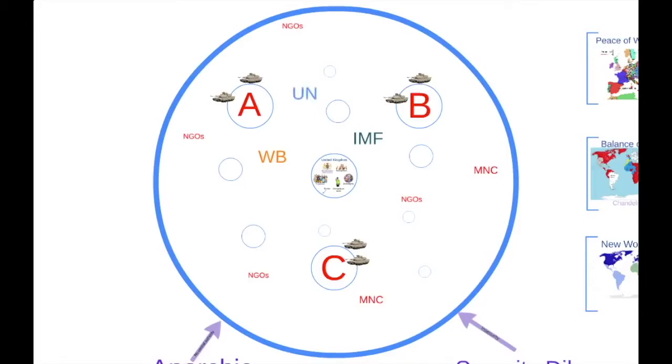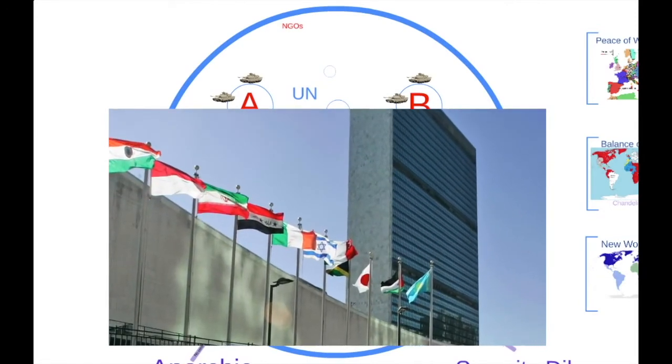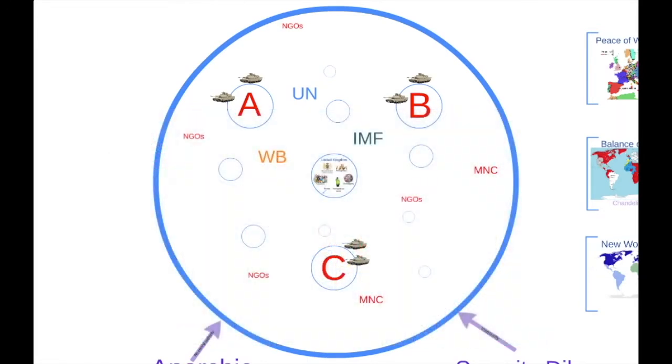The most significant organization that was created is the United Nations, which is an intergovernmental organization which is there to promote international cooperation. It was a replacement for the ineffective League of Nations. And the central mission for the United Nations is the maintenance of international peace and security.